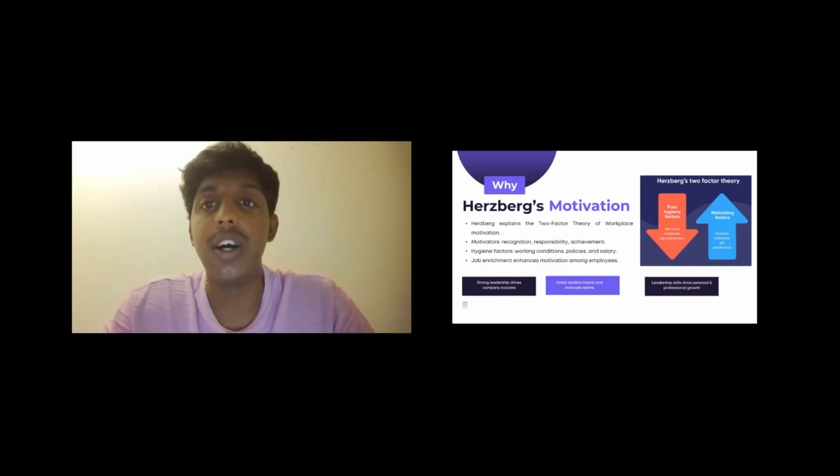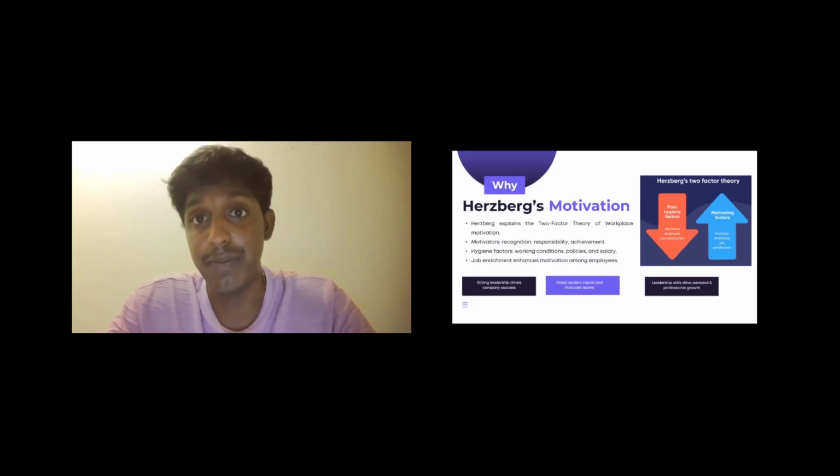So Herzberg divided the workplace into two parts. First, motivators: achievement, recognition, and responsibility, which actually increase job satisfaction. Second, hygiene factors like salary, company policies, and work conditions, which do not motivate employees but can cause dissatisfaction if they are poor. He also introduced job enrichment, which means giving employees more meaningful work and greater responsibility.